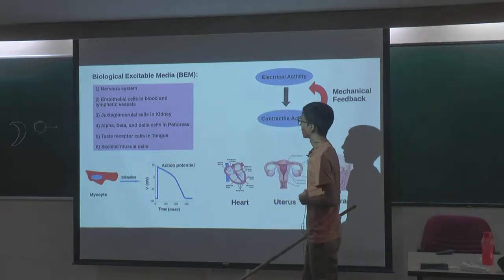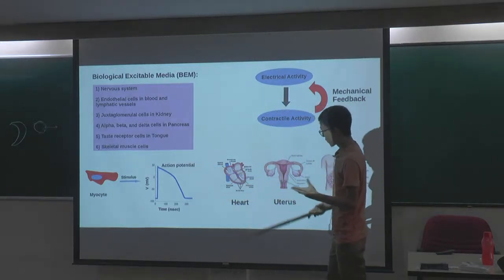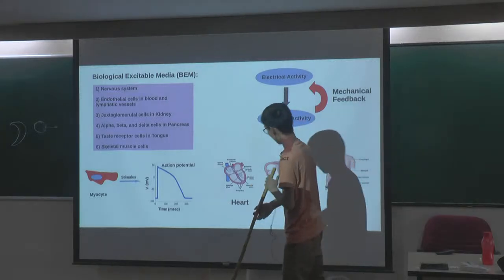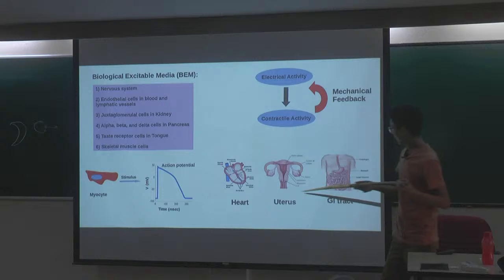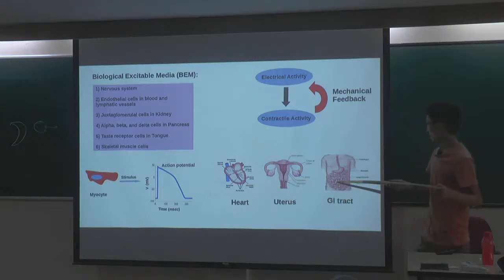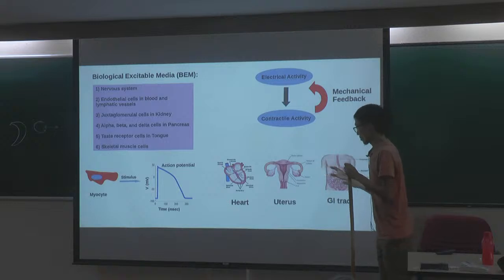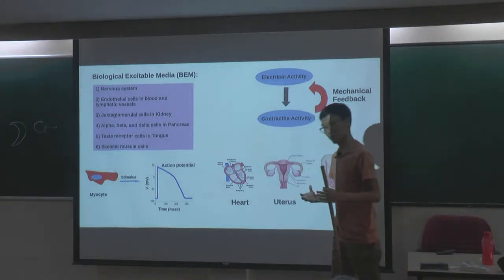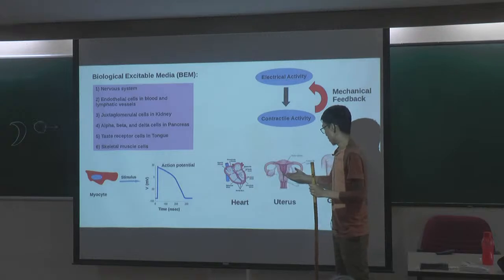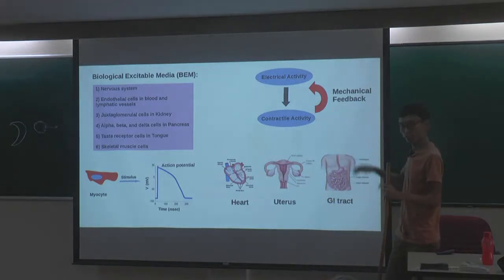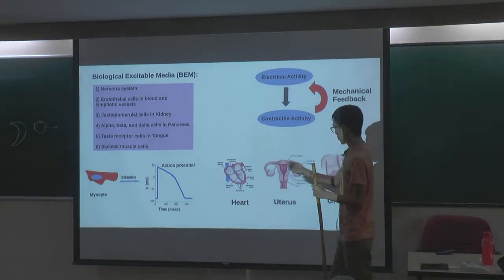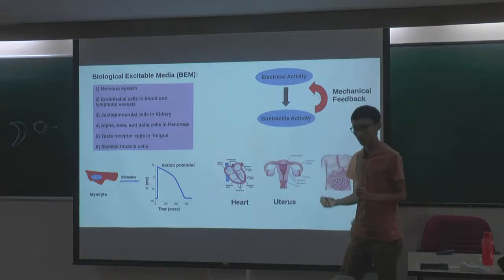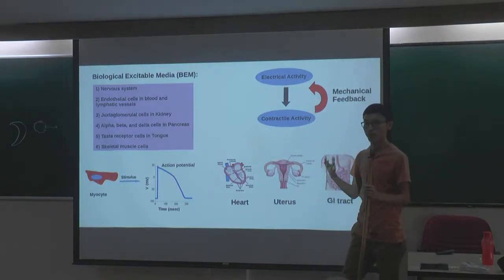Here's a list of some excitable tissues found in a human body. It's not an exhaustive list. Some of the excitable organs in our body require muscle contraction to perform their biological function. Here I give you 3 such organs: the heart, uterus, and the gastrointestinal tract. These 3 organs need to contract: in the case of the heart, to pump blood, the uterus to give birth, and the GI tract to move food in our colon.